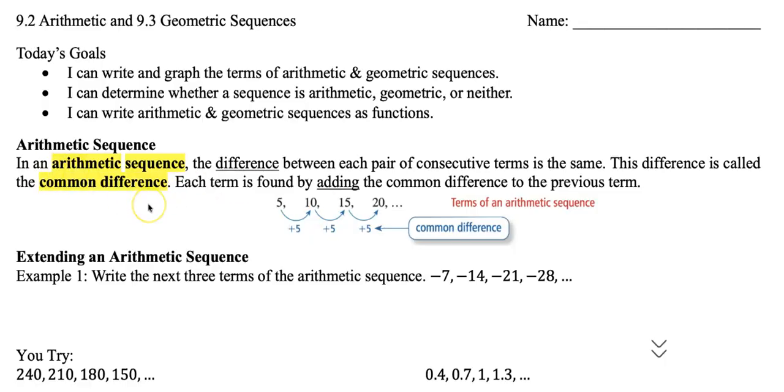So in an arithmetic sequence, the difference between each pair of consecutive terms is the same. And this difference is called the common difference. So again, we know difference means subtract. And so to find the common difference, you would pick a term and then subtract the one before it to figure out your common difference. So for example, in this problem, I've got 5, 10, 15, 20. I can see that they are adding 5 each time, and so that is my common difference.